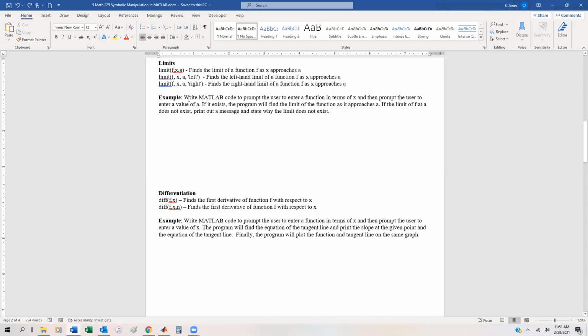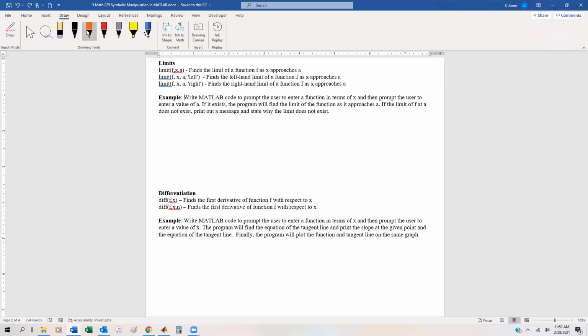We want to determine what the limit of a function is. The user is going to enter a function in terms of x and then a value a. If it exists, the program will find the limit. If it does not exist, then it won't find the limit and it'll say that there is no limit and it'll state why.